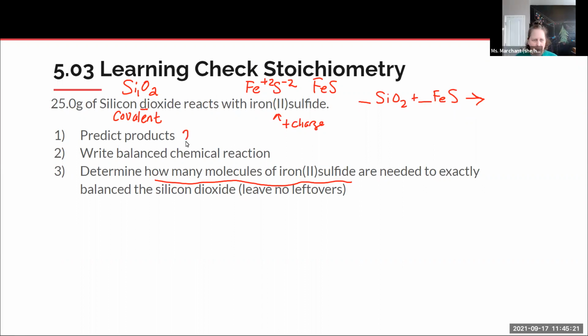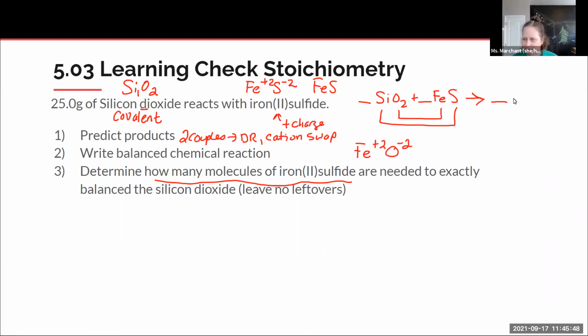I have two couples. Two couples mean that it's going to be a double replacement. And the method for double replacement is cation swap. Okay. The inner are now going to be together and the outer are now going to be together. So iron is now going to be with oxygen. Iron plus 2, unless they tell you otherwise, assume same oxidation state. Equal and opposite, so you can just smush them together to FeO.